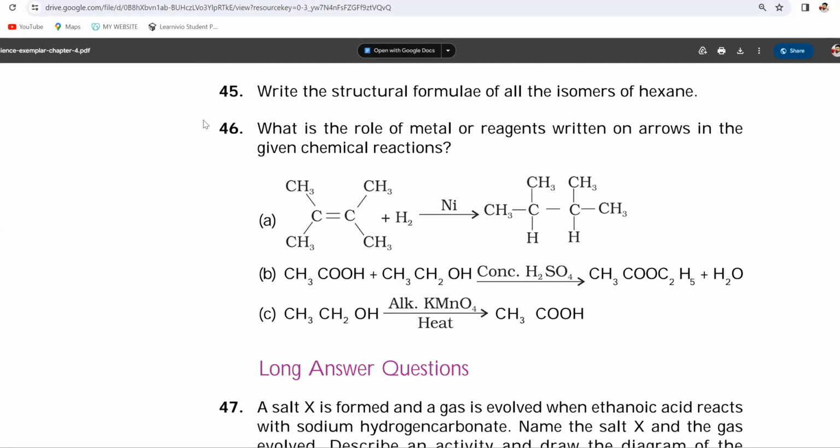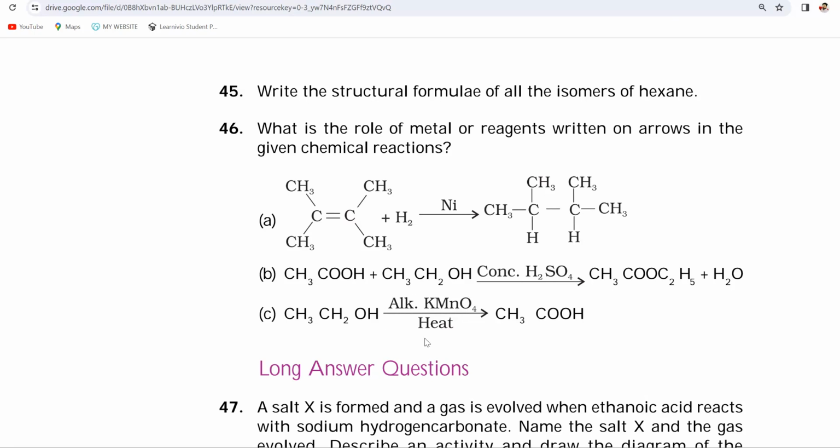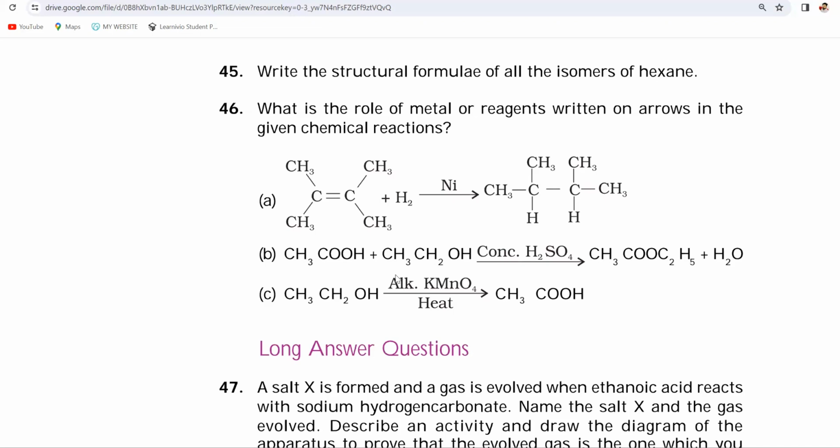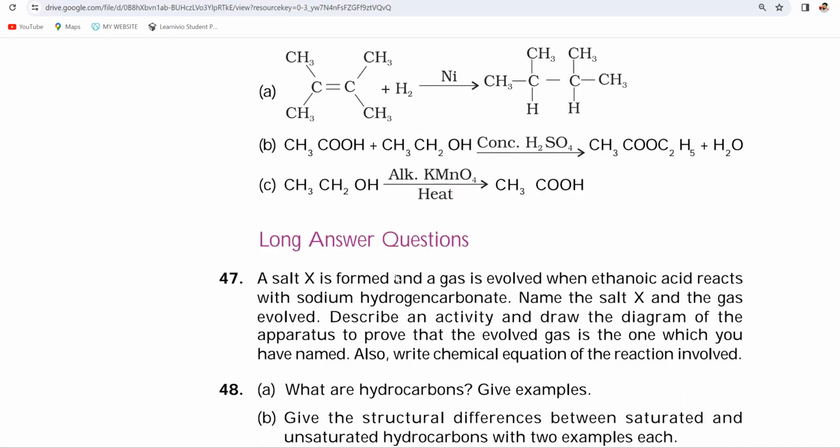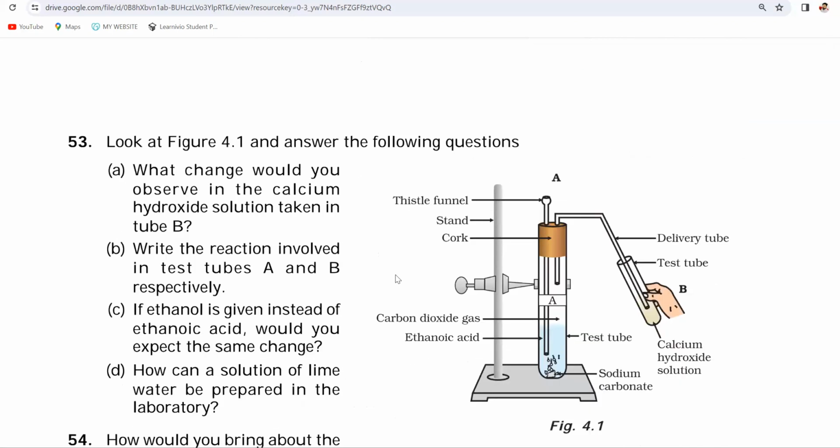Here it is written: what is the role of the reagent written on the arrow in the given reaction? We have just studied this one. So what is the role of this one in C written on the arrow? It is acting as a strong oxidizing agent. Okay.